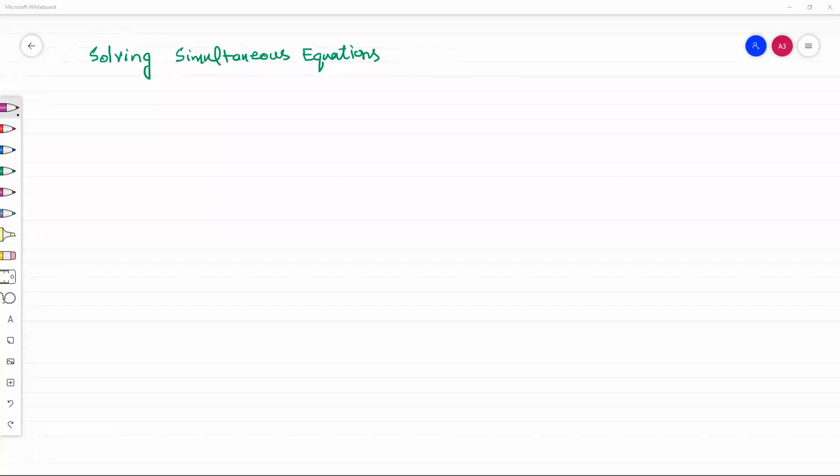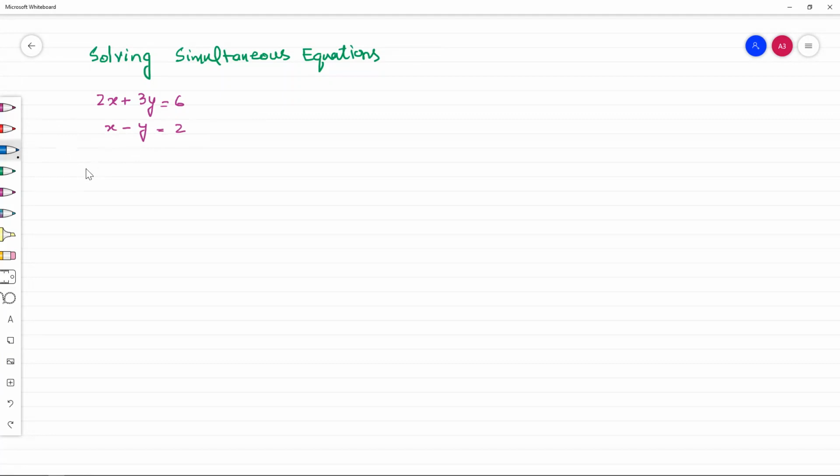Today our topic is solving simultaneous equations. We already know how to solve simultaneous equations where both equations are linear. In earlier classes, or in O level, we have learned that if we have two linear equations, 2x plus 3y is equal to 6, and another equation is x minus y is equal to 2, then how to find a common solution of these two equations, or how to solve them simultaneously.